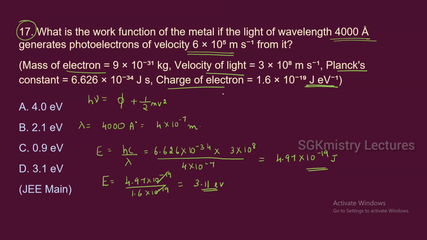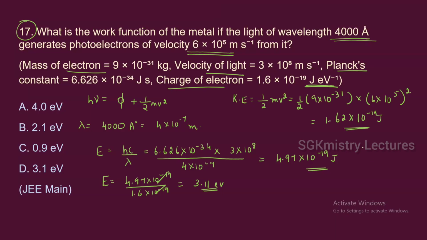Now we can calculate the kinetic energy, which is given as half mv square. So we have half into the mass of the electron, which is given as 9 into 10 to the power of minus 31, into v square, that is velocity 6 into 10 to the power of 5, squared. So we get the answer 1.62 into 10 to the power of minus 19 joules.